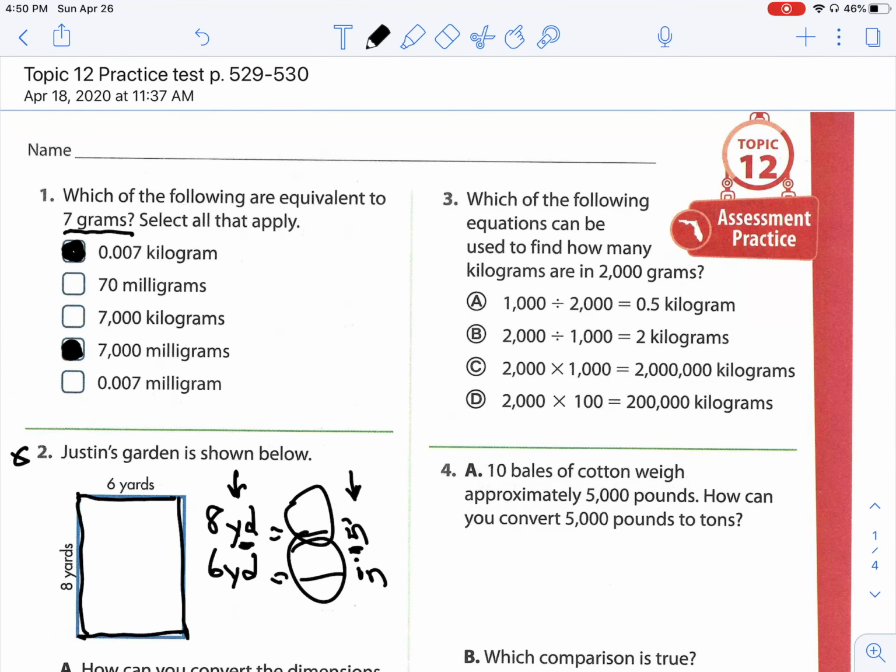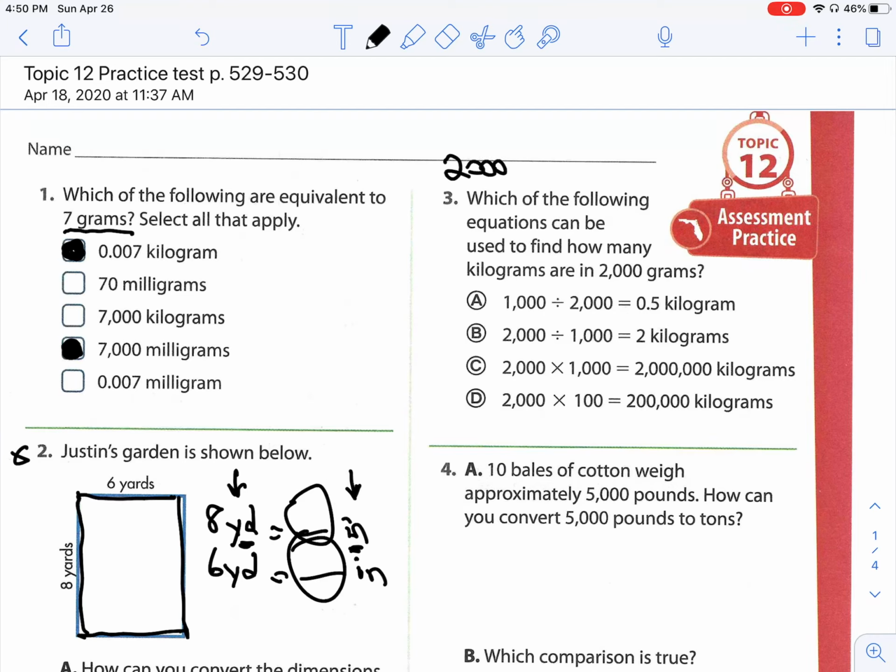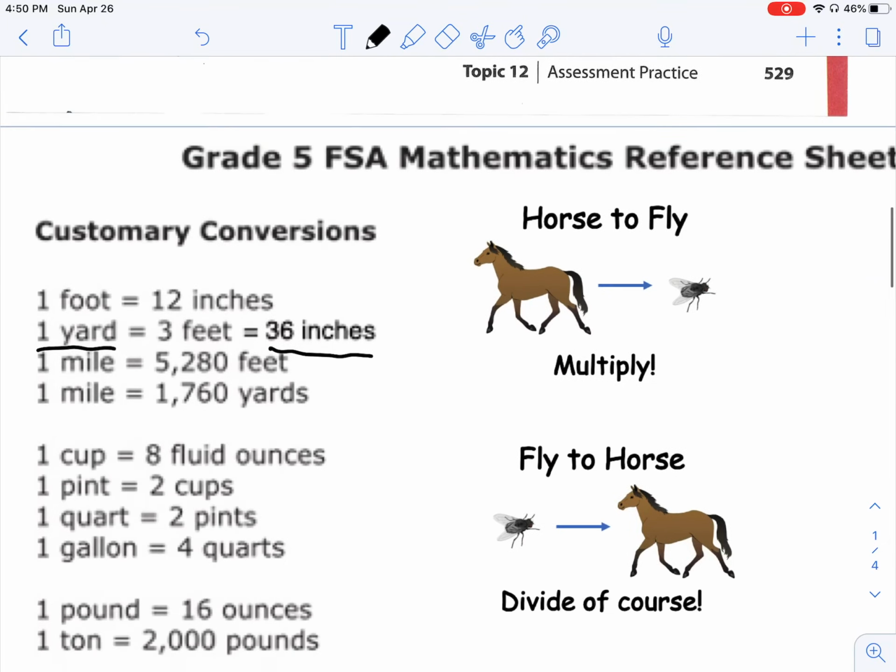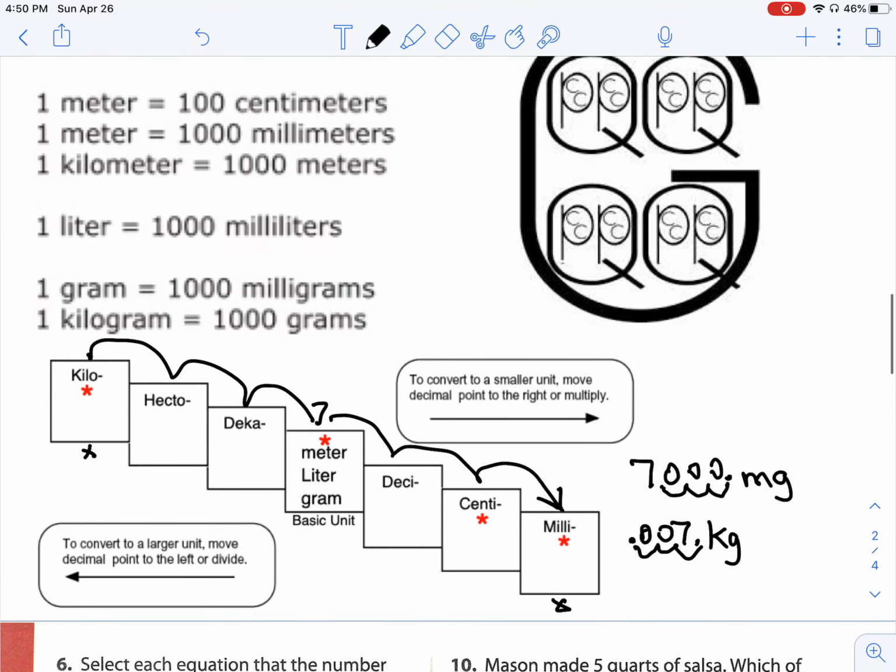Okay, let's go on to number 3. Which of the following equations can be used to find how many kilograms are in 2,000 grams? Okay, so we have 2,000 grams, and we need to find out how many kilograms. So I am going back to my step diagram, and we're going grams to kilograms, and we have 2,000 of them. So back over here, probably going to have to erase some of this.